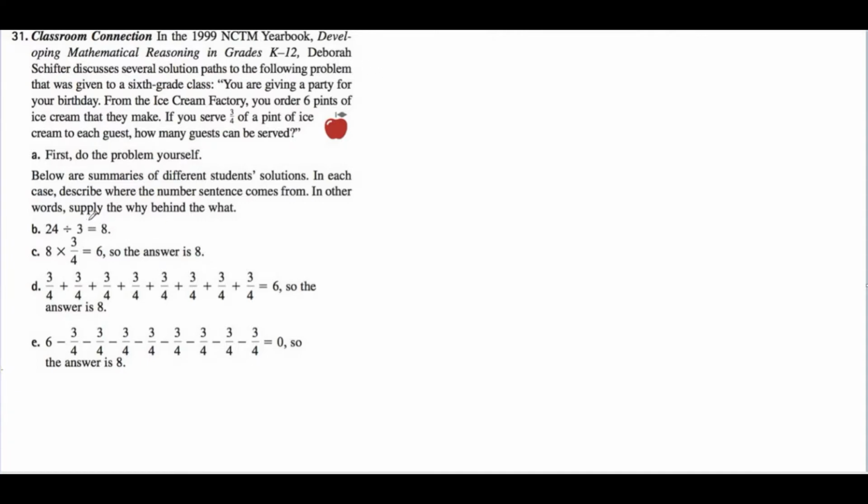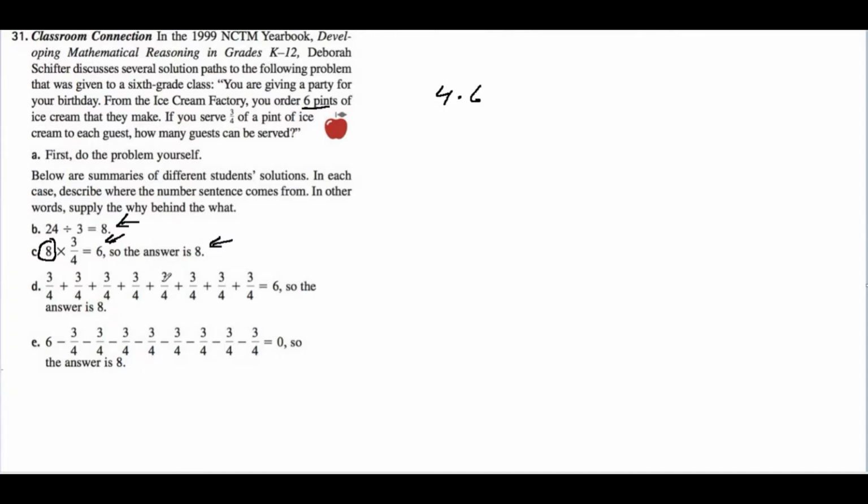Now this person said they took 24 and divided by 3. Well, where did they get 24? They were looking at 4 times 6. 4 times 6 got them 24, and they divided by 3. Another person took 8 times 3/4 equals 6. There's our 6 pints. And so they're saying the answer was 8, because you can take 8 times 3/4 and you get how many pints you have.